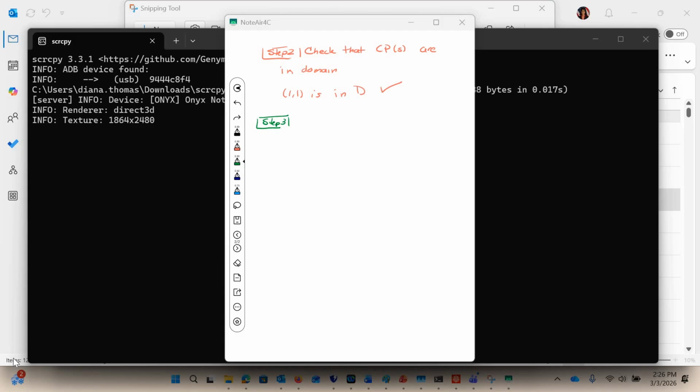Okay, step 3. Examine f of x,y on the boundary of D. The notation for boundary is, again, that partial symbol. It's boundary of D. That's what the notation means.